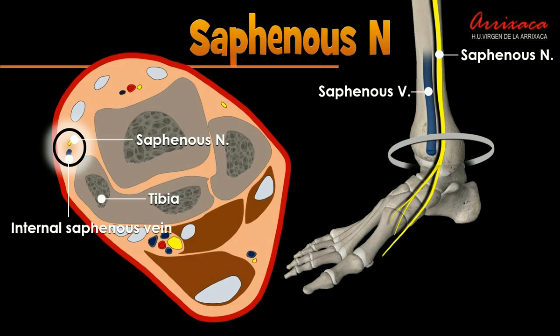One continues its course along the margin of the tibia and ends at the ankle. The other branch passes in front of the ankle and is distributed to the skin on the medial side of the foot, as well as covering as far as the plantar aspect of the great toe.